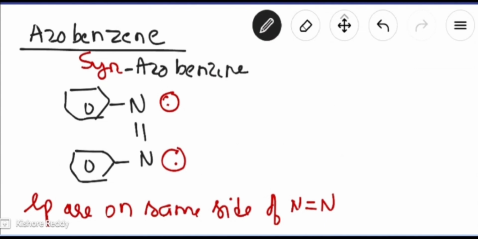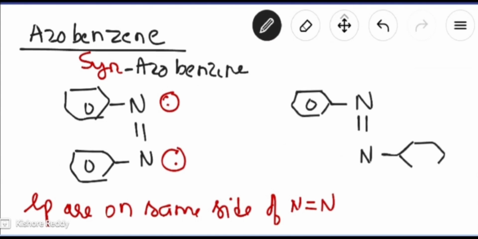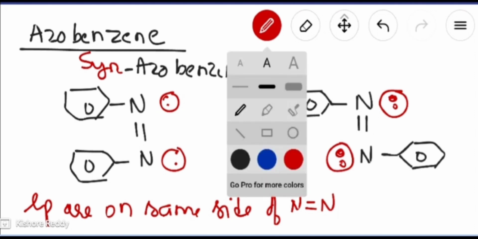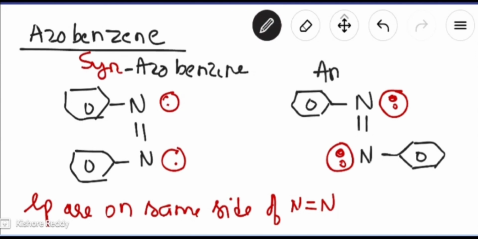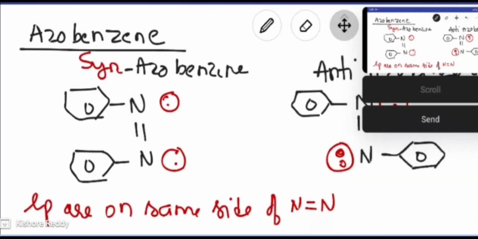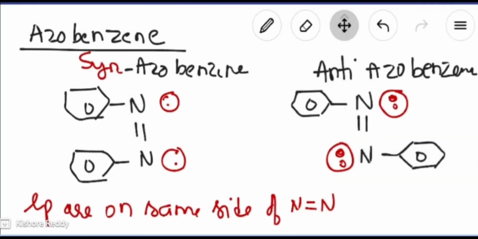Clear? Everyone understood? Now how do you write the anti-azobenzene? Right? Clear? No? So this is one phenyl group. Now what you do? Take it to the other side. Now the question is the lone pair here and the second lone pair here. So if the lone pairs are on the opposite side, right, then you call it anti. So this will be considered as anti-azobenzene. Clear? You're all able to follow? Right? Yes, sir.